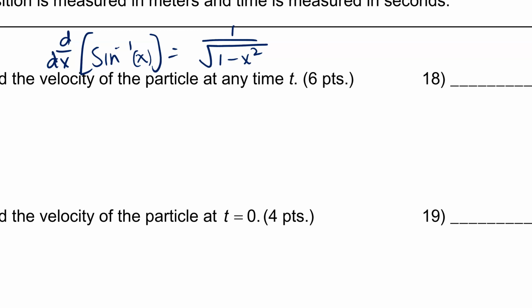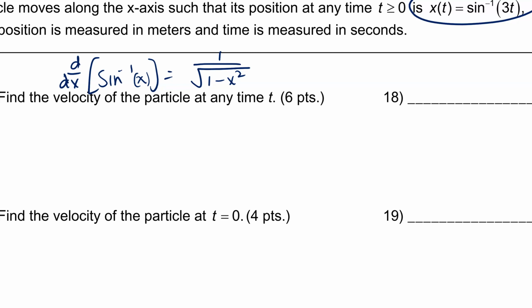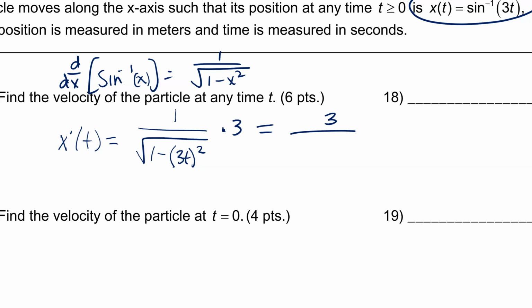This is if we just have sine inverse of x, but here we have sine inverse of 3 times our variable. So we have to multiply by the derivative of what's inside. My x prime of t is 1 over the square root of 1 minus the whole thing inside squared. It's not just minus 3t squared, it's minus (3t) squared. Then we multiply by the derivative of 3t, which is 3. So it's 3 over the square root of 1 minus 9t squared.